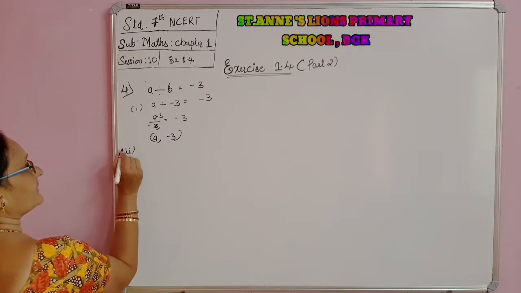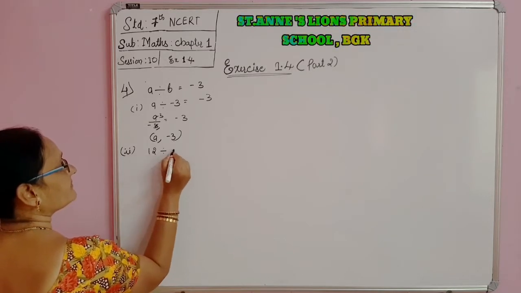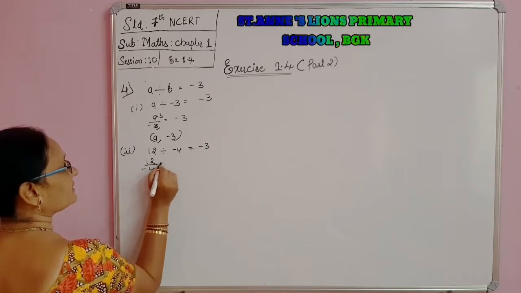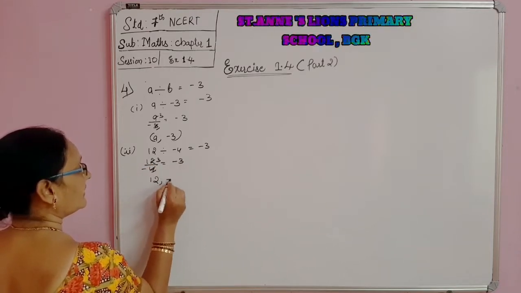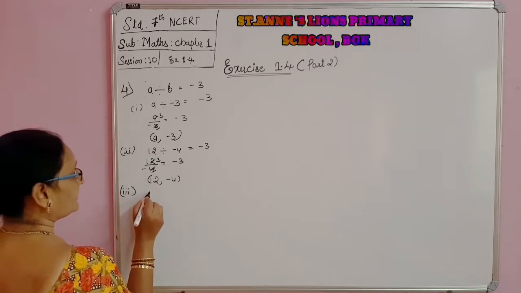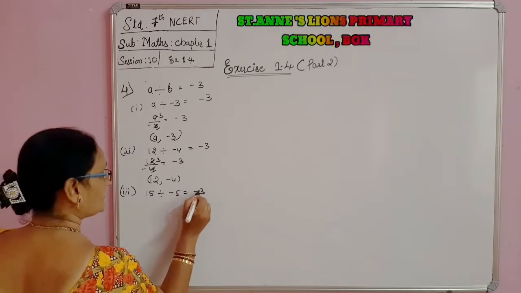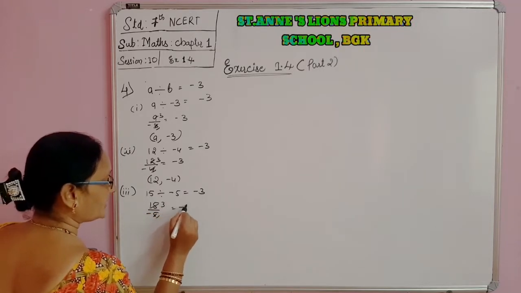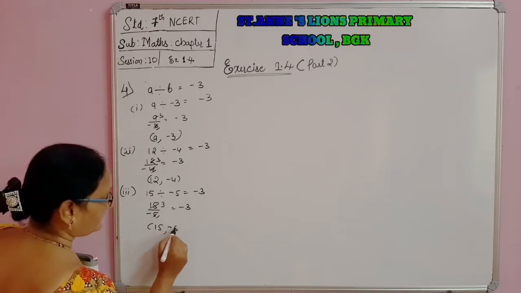Then second one, same way like that only. 12 divided by -4 is equal to -3. 4 ones are 4, 4 threes are 12. This is also -3, which is the pair 12 and -4. Then the third one also, now we will take 15 divided by -5 is equal to -3. 5 ones are 5, 5 threes are 15. Answer is -3. So the pair is 15 and -5.